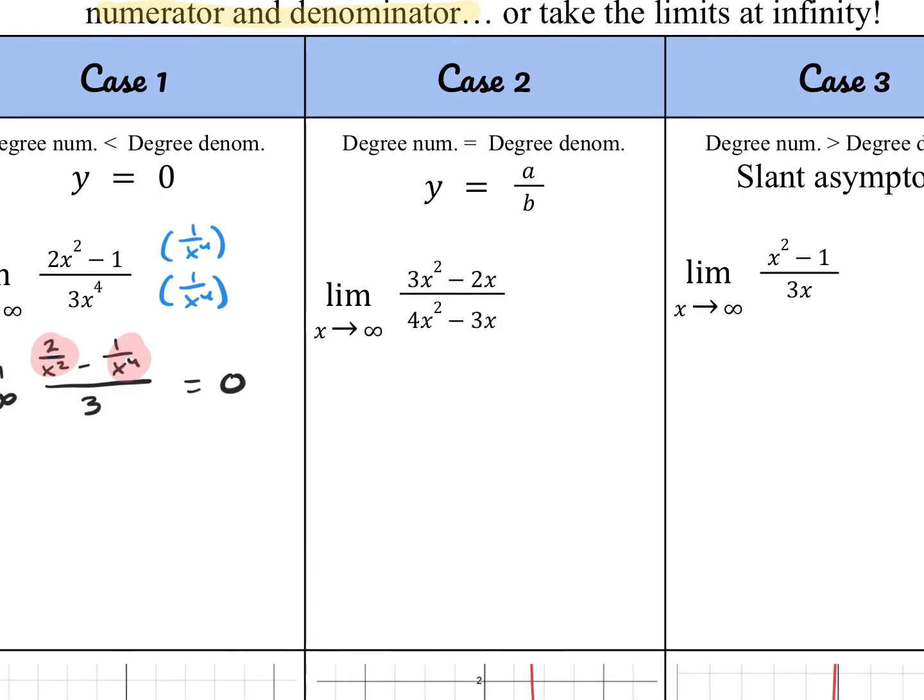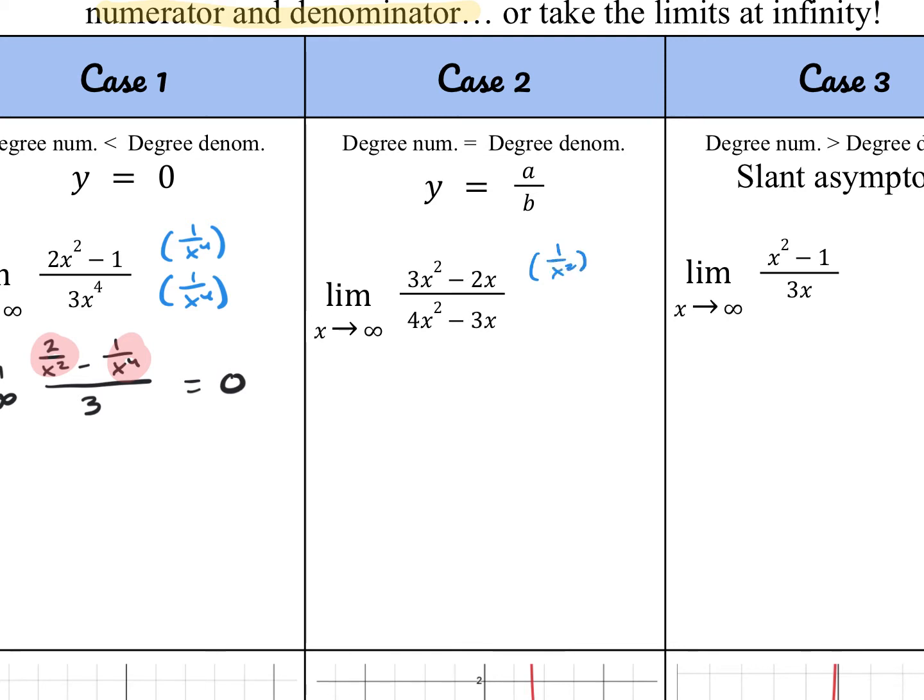The second case was, well, what happens if the degree of the numerator is equal to the degree of the denominator? The general idea behind this is when you plug in an extremely large number, everything cancels out. These values here are so incredibly small compared to these that we almost ignore them. The x squareds almost cancel out, and we're just left with the ratio of the leading coefficients. But again, you could also evaluate this with limits.